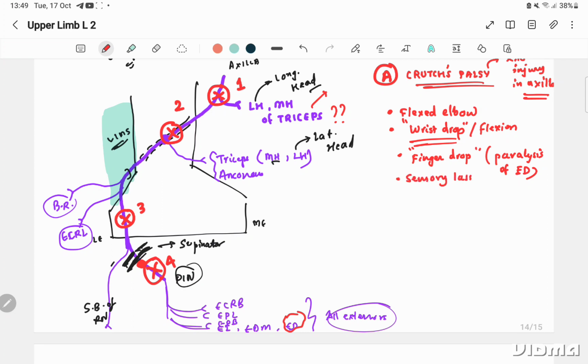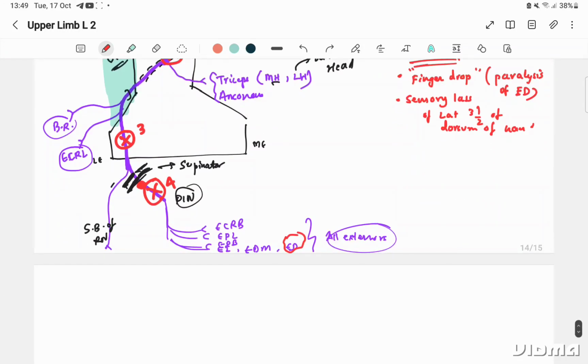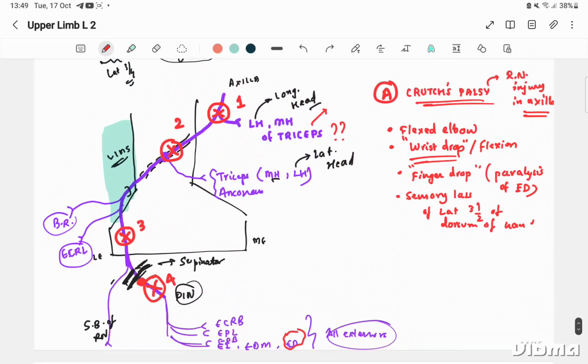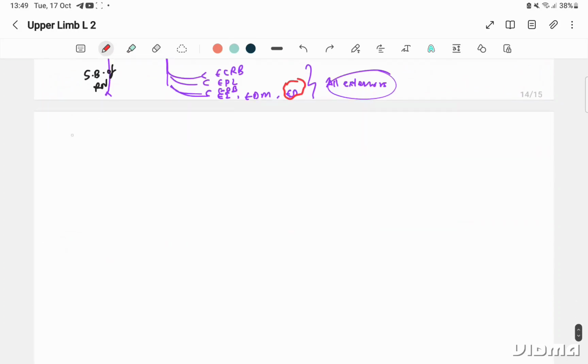Sensory loss of what? Sensory loss of lateral 3/4 of dorsum of hand. Why? Because the superficial branch of radial nerve is also lost in this. So these are the features of your crutch palsy. The people holding crutches beneath their axilla would suffer from crutch palsy. The name comes from the crutches held by those suffering from rheumatoid arthritis and all. Then the second one is the Saturday night palsy.